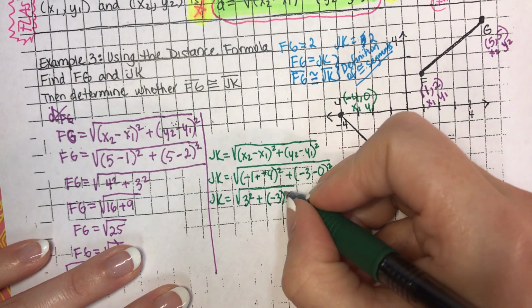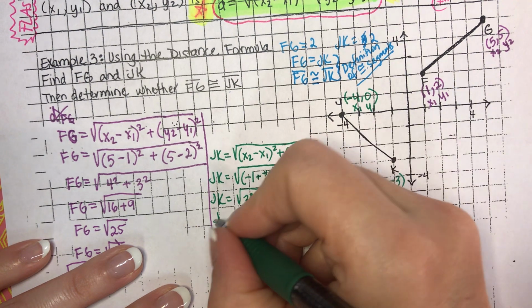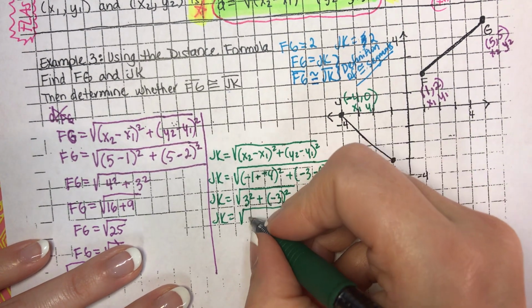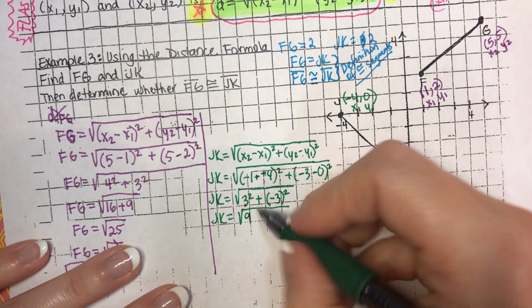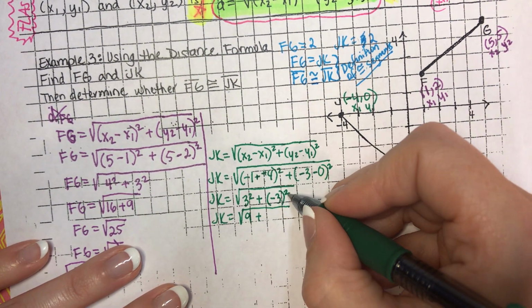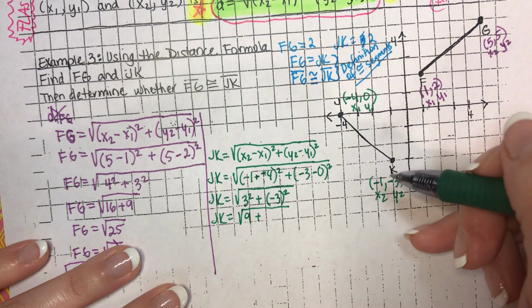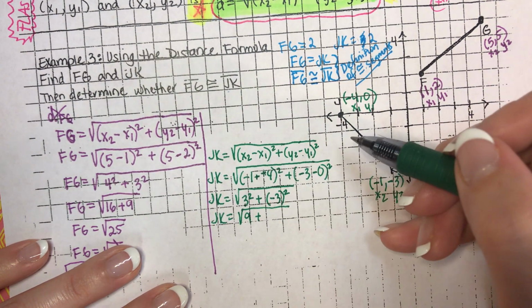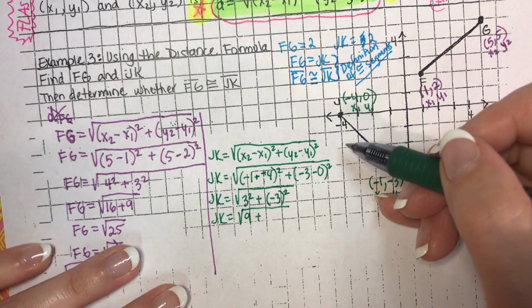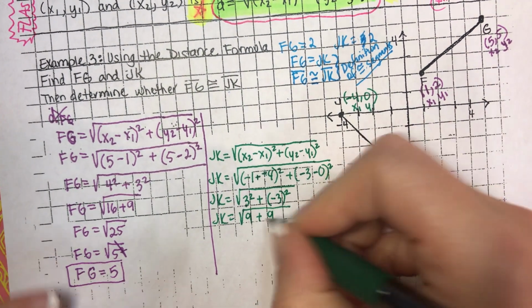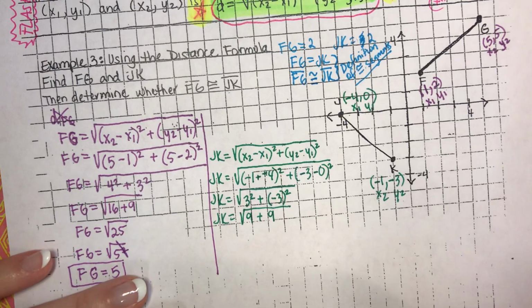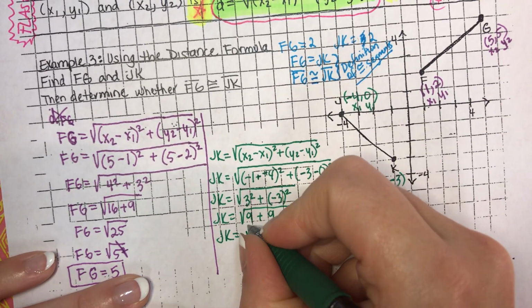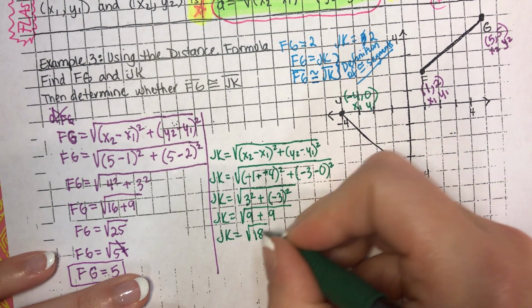-3 squared. Then we go 3 squared, which is 9, and then plus -3 squared, which is really -3 times -3, right? So a negative times a negative is a positive. 3 times 3 is 9, right? So we have 9 plus 9. Equals the square root of 9 plus 9, which is 18.